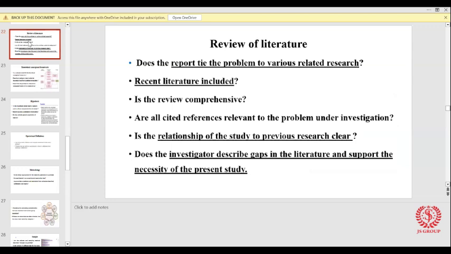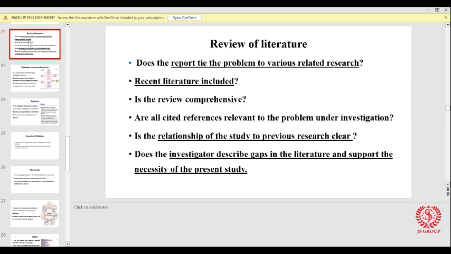Then, is recent literature included or not? Because some researchers look for very old research, which is not acceptable. The last 5 years of research literature should be included. We have to check, as a research critic, whether it is added or not. Then, is the review comprehensive? Comprehensive means that by reading the review of literature, we will come to know the meaning of the research problem.